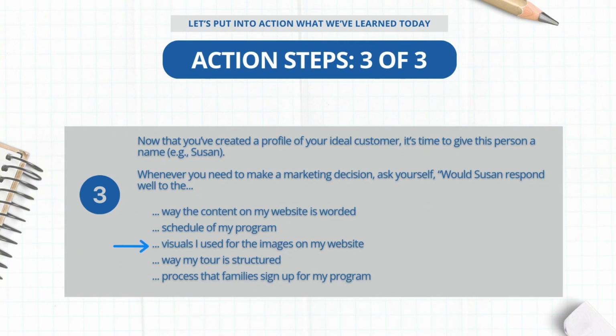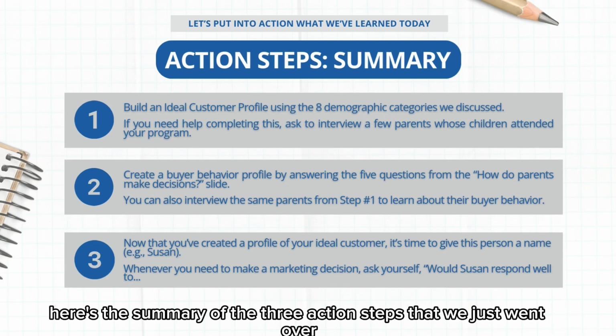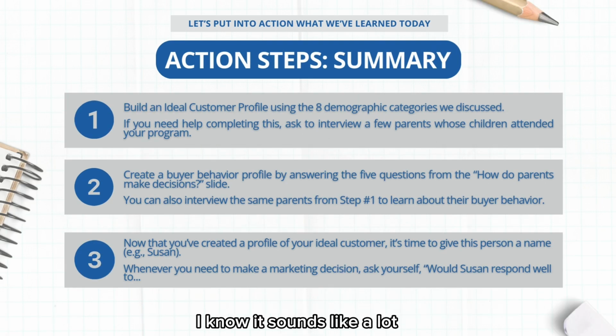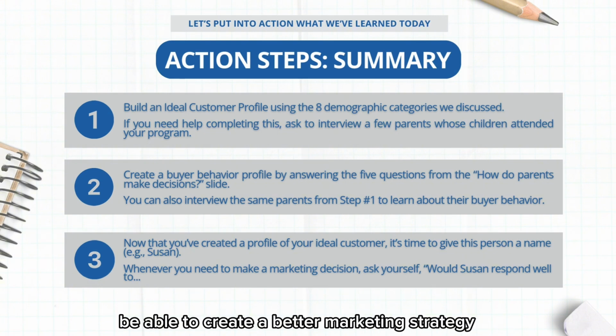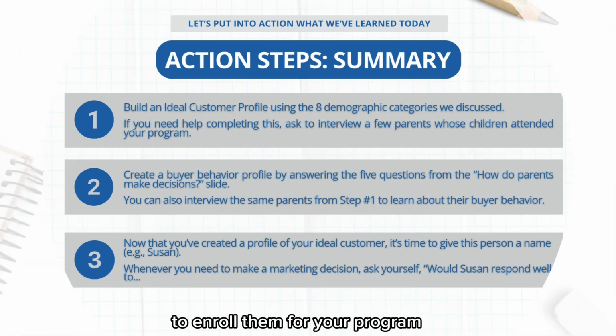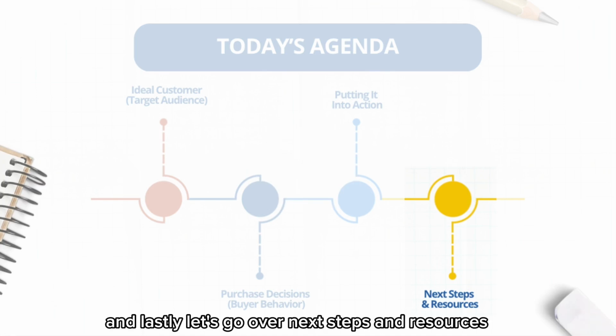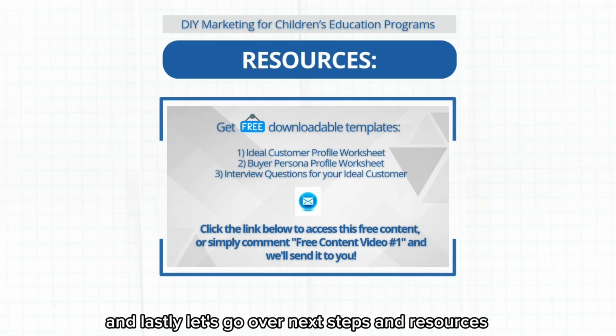Now here's a summary of the 3 action steps that we just went over. I know it sounds like a lot, but taking the time to build this will really help you be able to create a better marketing strategy to reach the families that you need to enroll them for your program. And lastly, let's go over next steps and resources.